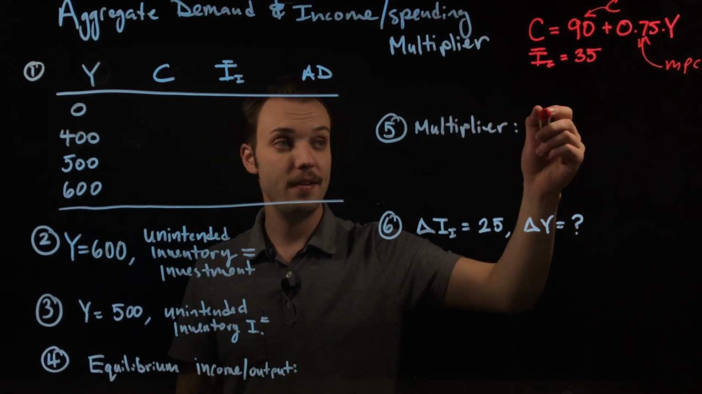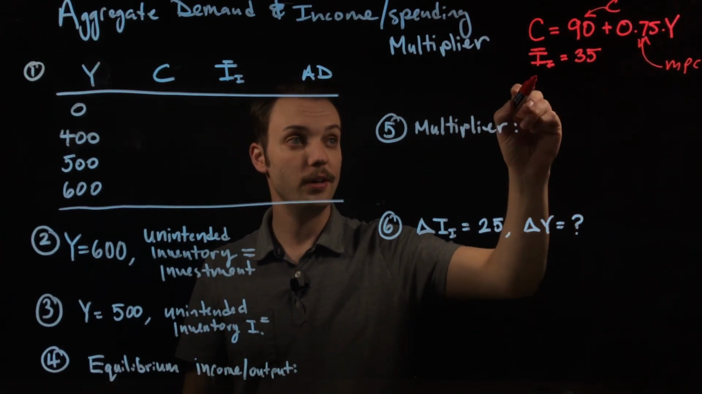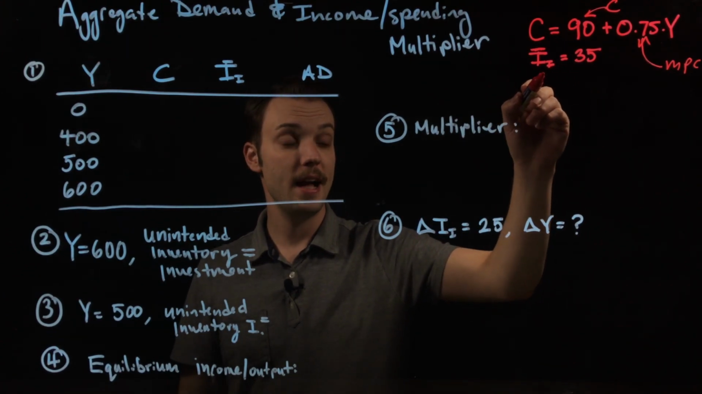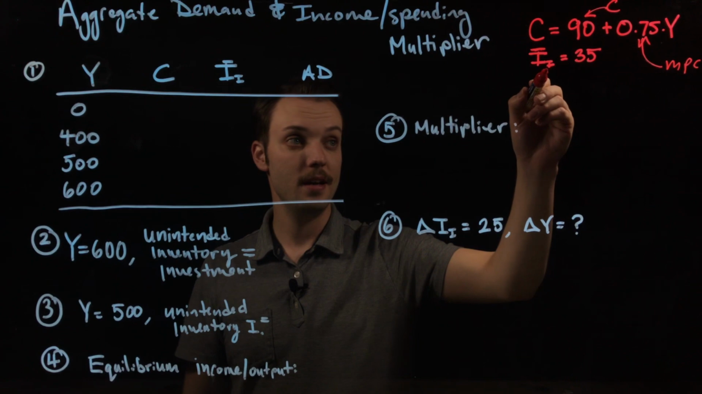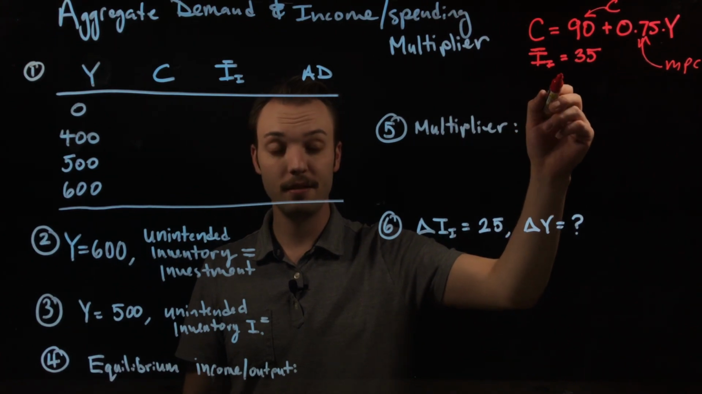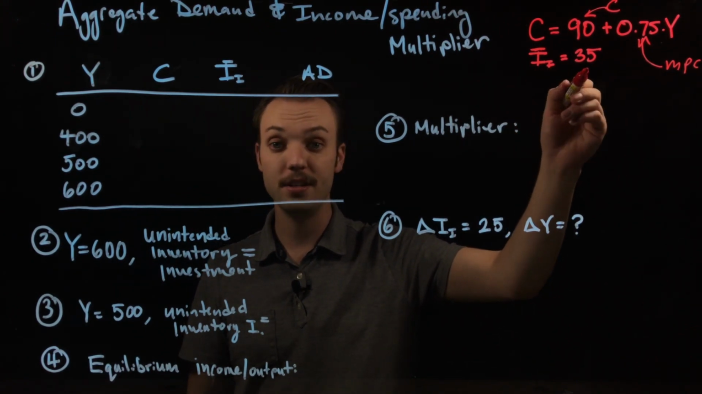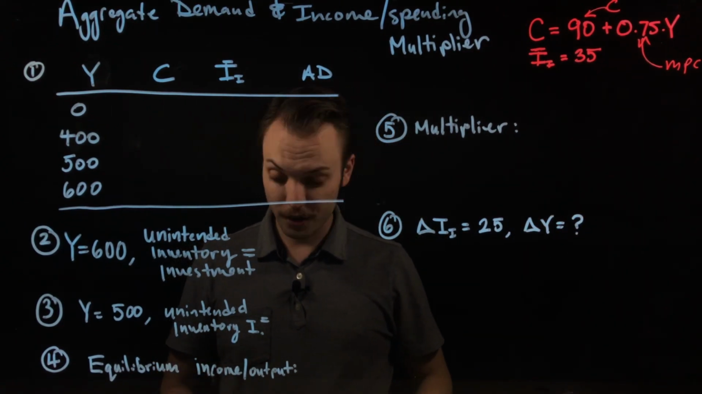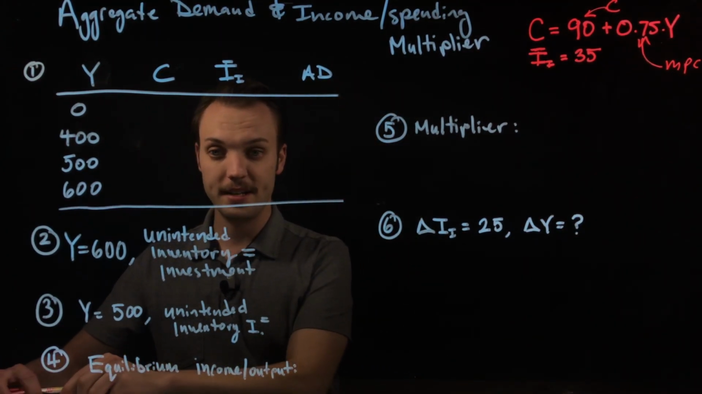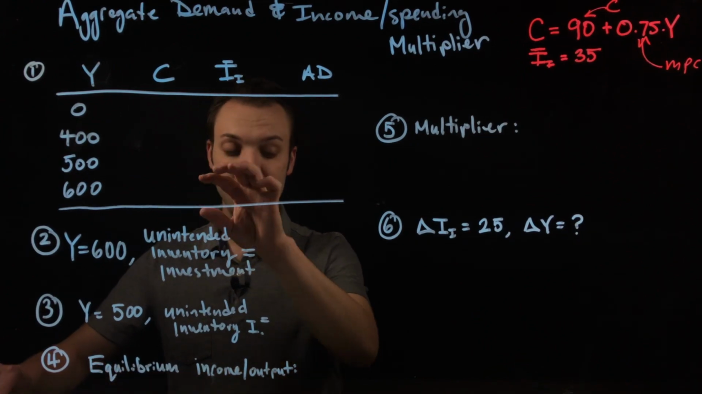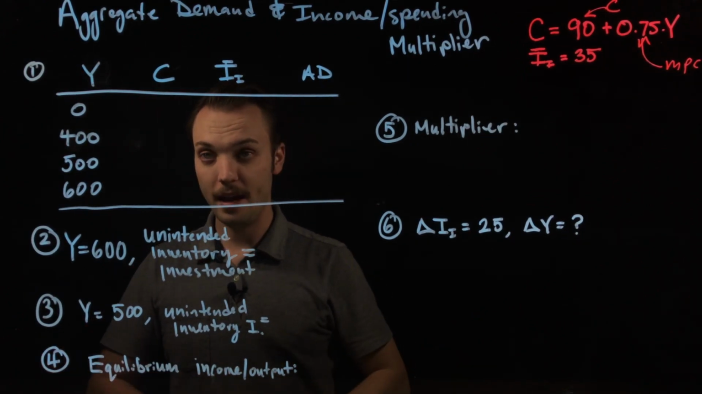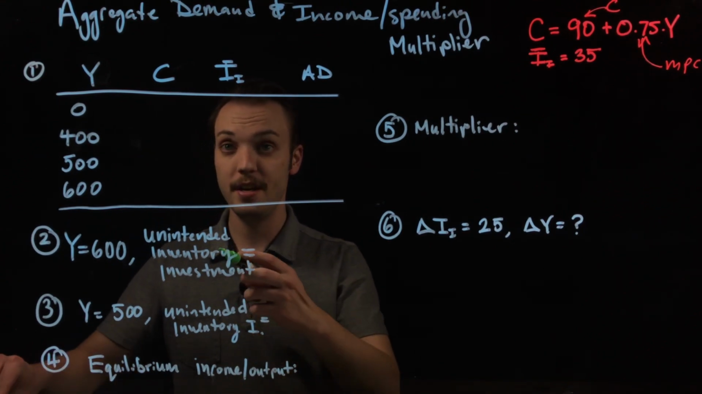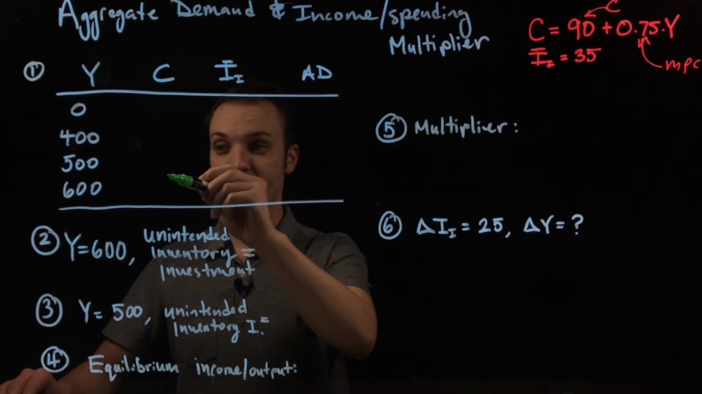And then we also have an equation, if you will, that describes the investment decisions of firms. This is the intended investment, which is autonomous and just fixed at 35 in this example. Okay? So the first part of this exercise asks you to fill in this table and give the values of consumption and aggregate demand at each level of income.